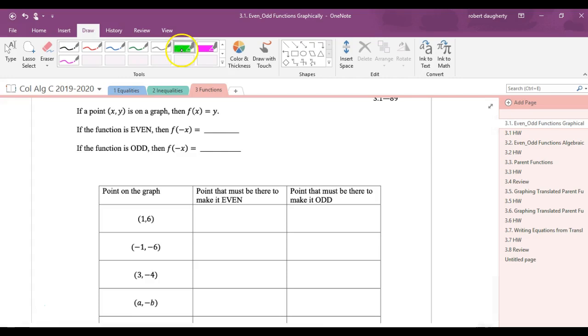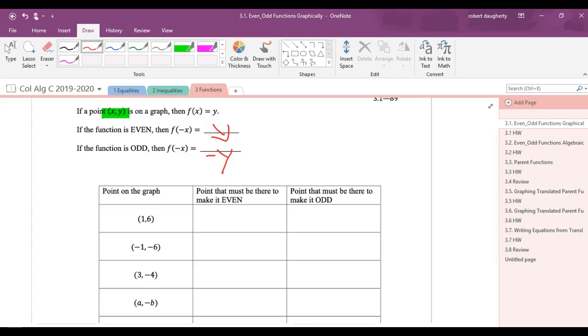So if I've got this point, x, y, is on my graph, if this function is even, then what point has to be there? Negative x what? If x, y is on the graph, if it's even, what point has to be there? Negative x, y. Okay, so f of negative x has to be y. If the function is odd, x, y is on it, what point has to be there? Negative x what? Negative y. So I get that. Then f of negative x is negative y. So I get the opposite value.